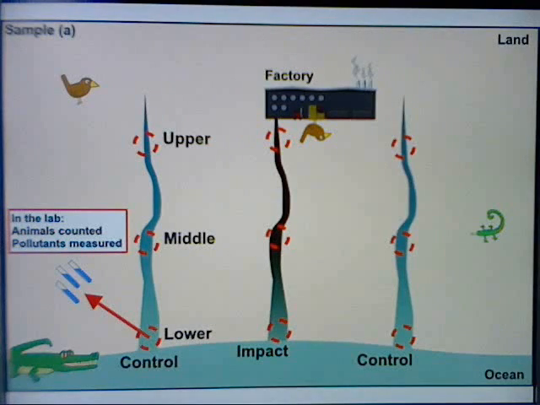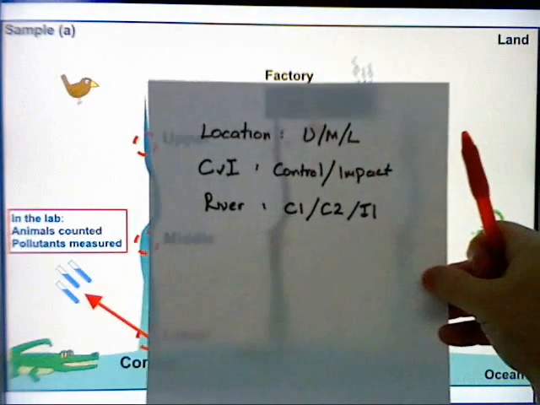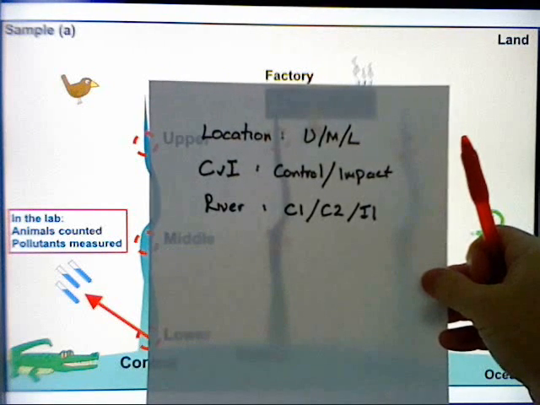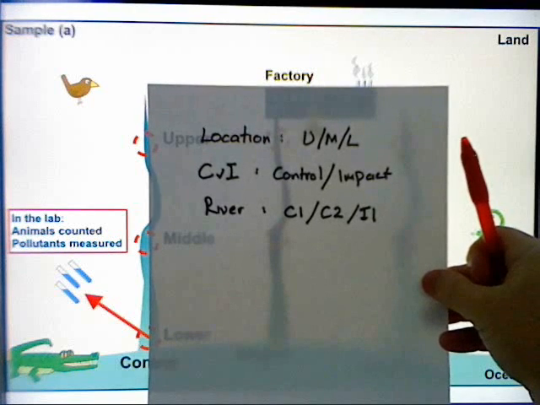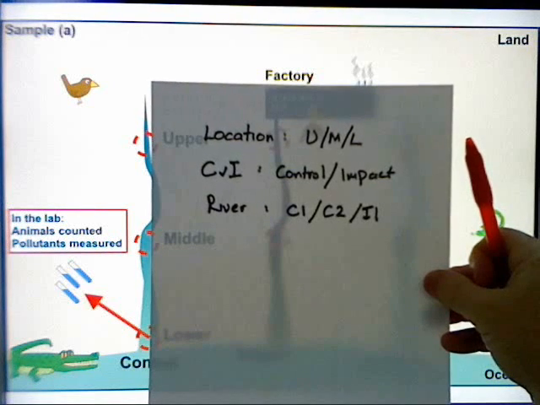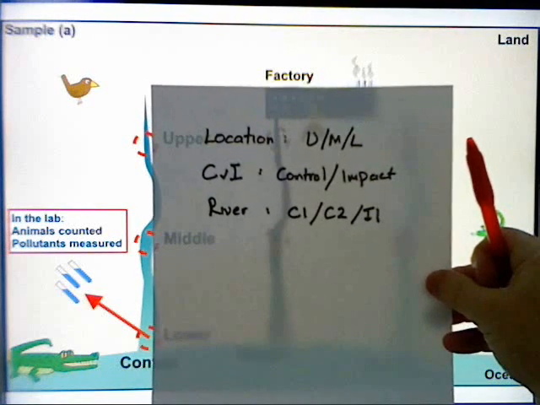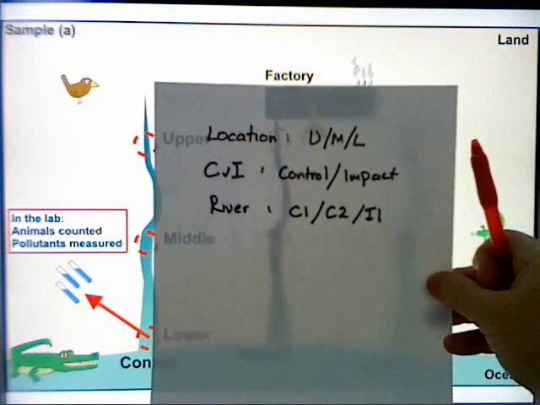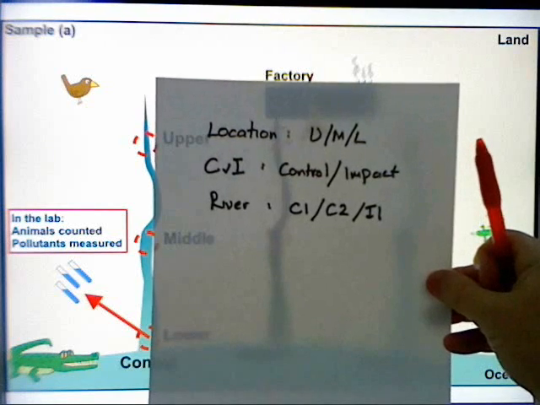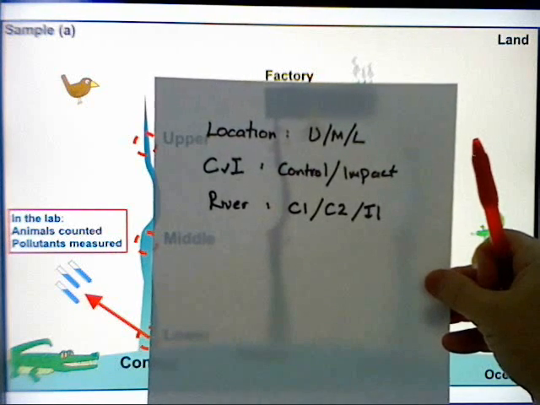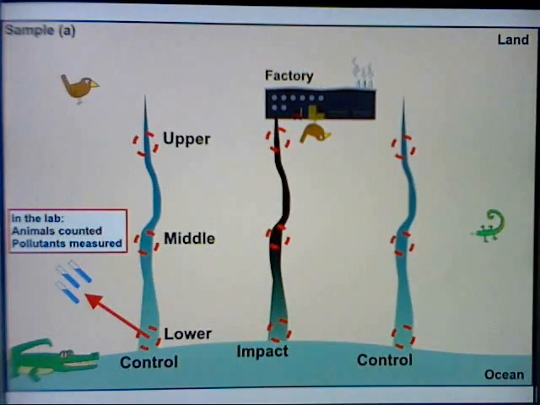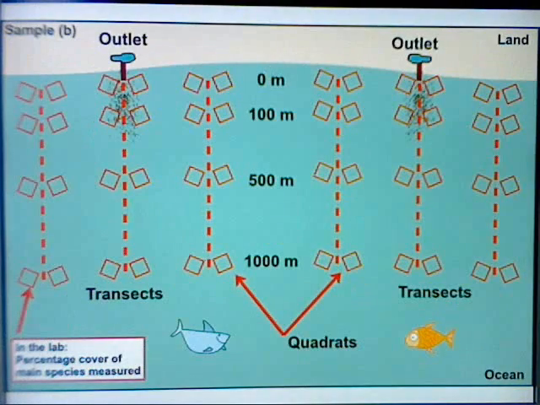So, if we summarize what we've got here, we've got location as one factor, upper, middle and lower, CVI as a second factor with the levels control and impact, and the third factor is river, control 1 versus control 2 for the control, and for the impact level there's only one impact stream. That's a little different from the global oil study where there's actually 3 impact locations. Okay, moving on to the next example.